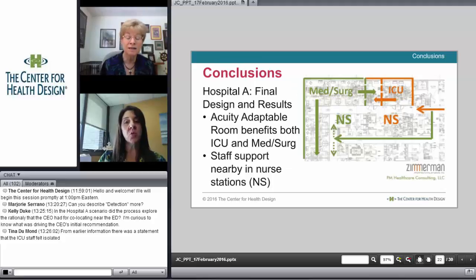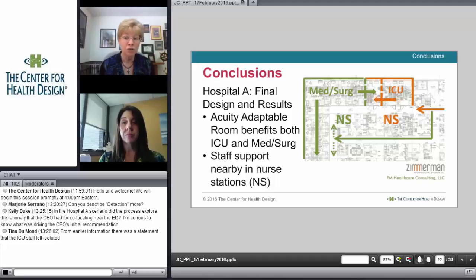So here's a little more. Here's the floor plan that shows the final design for the ICU and the results and how it ended up. Because in their current situation they felt isolated, which did not feel safe to them from a staffing perspective. So here, the orange shows the ICU placement and the flow for that, and then the green is the med surge.